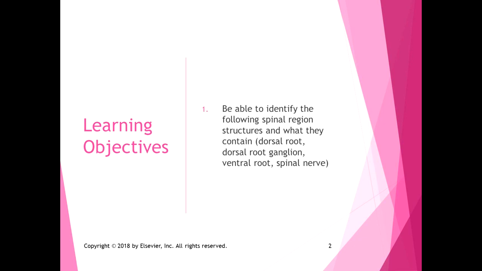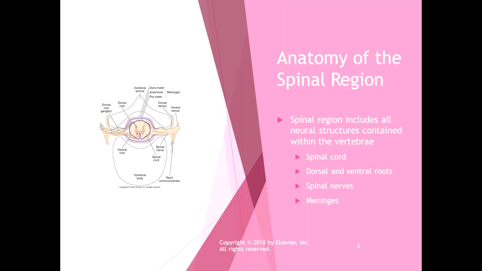So the dorsal root, which we've talked about, the dorsal root ganglion, which is where the bodies of the somatosensory neurons live, the ventral root, and then spinal nerves all together. So we'll talk about them. So the spinal region includes all the neural structures contained within the vertebrae. So the spinal cord lies within the vertebral column extending from C1 to L2.